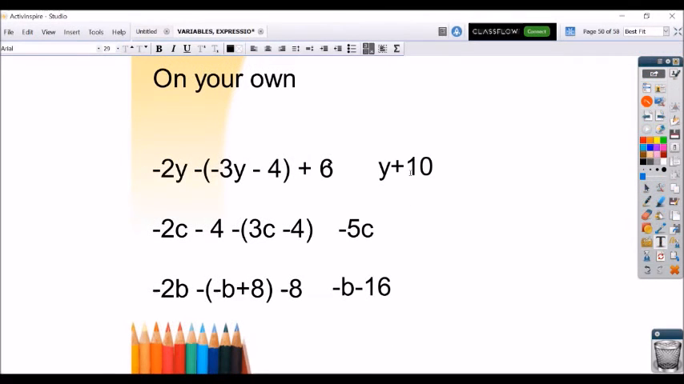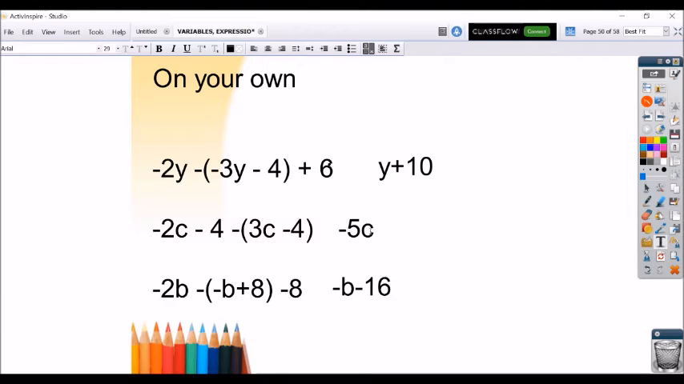So magically the answers have appeared. When I distribute this negative 1, this becomes a plus 3y. And this becomes a plus 4. That's how we get to 10. And again, I'm distributing this negative. I gave you 3 of those because it gets kind of confusing. So here, again, I end up with a negative 4 and a positive 4.